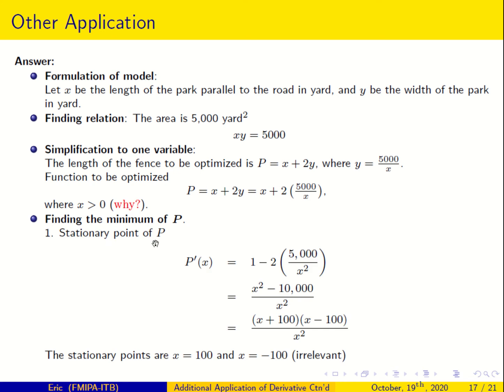First of all, I want to find the stationary point. So P prime should be given by this, and you can have this factorized, and the stationary point is given by 100 and minus 100. Don't forget, it can also be written as x equals 100. In this case, we have an interval that is not bounded, so no endpoints and no singular points.